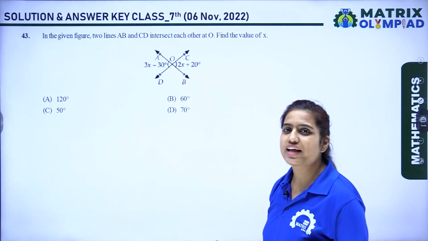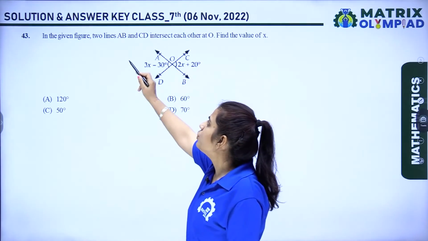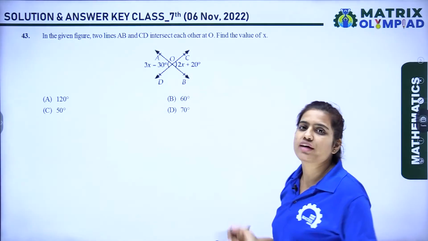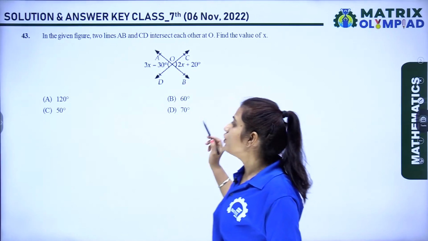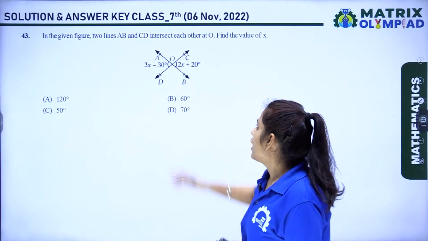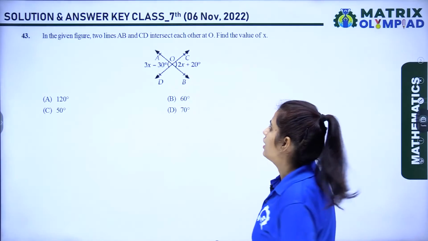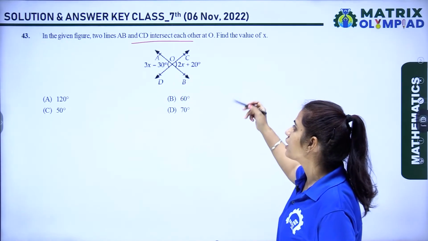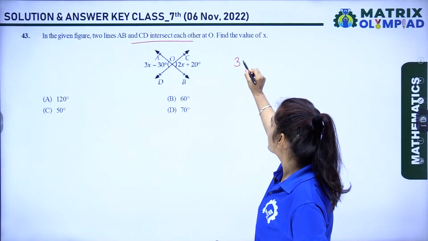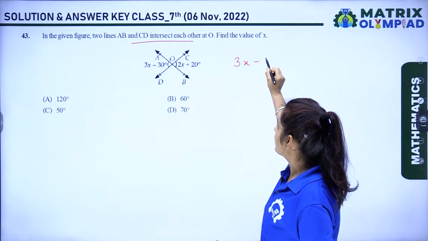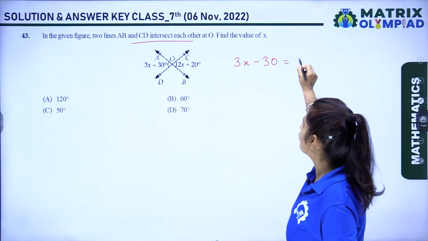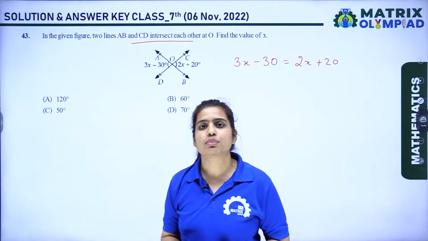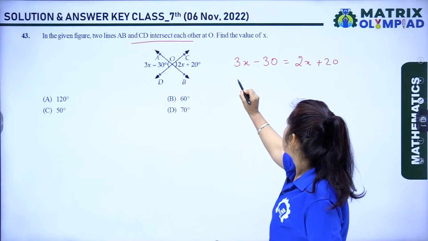Now, let's begin with the next question, 43. In the given figure, two lines AB and CD intersect each other at O. We have to find out the value of x. Now, we know that these two angles are vertically opposite angles, as AB and CD intersect each other at O. So, to find out the value of x, we can say that 3x minus 30 is equal to 2x plus 20, as both angles are vertically opposite angles, so they are equal.